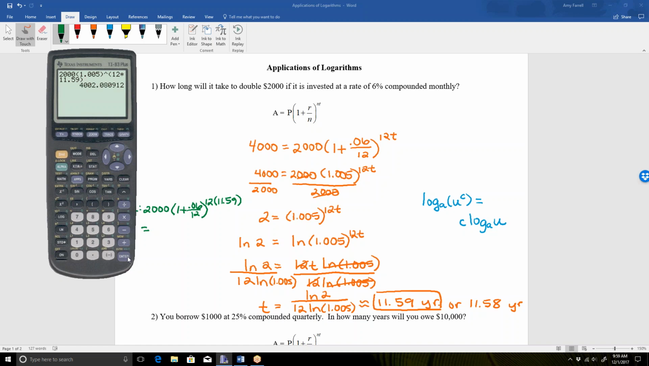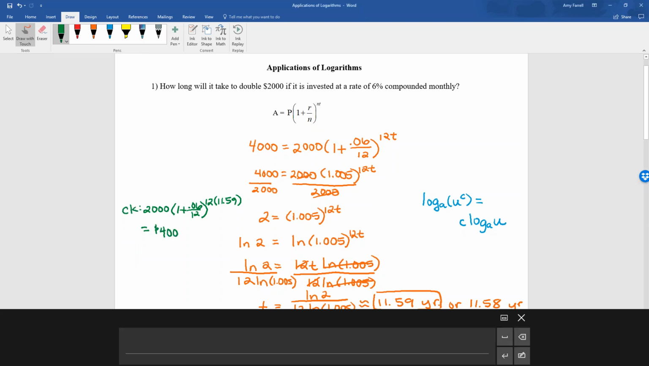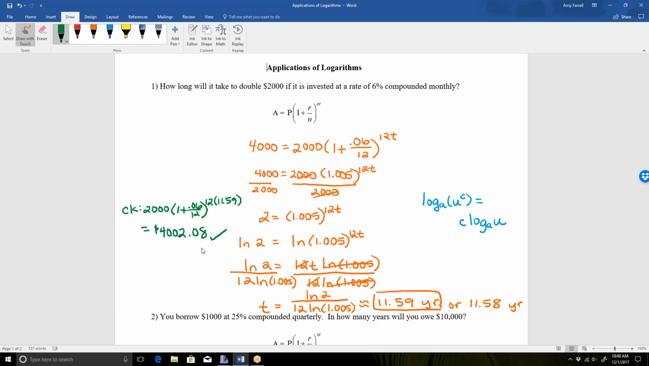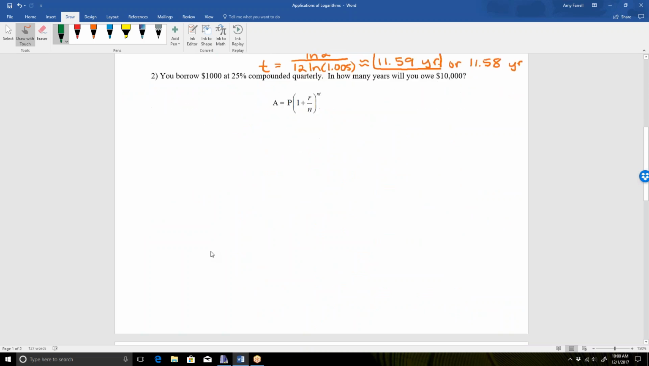All right, so I'm getting $4,002.08. Okay, well, we must have done it correctly because we're trying to double our money. Ideally, we get $4,000, but we rounded to 2 decimal places. So $4,002.08 means we have correctly done the problem. Okay, let's see another one.